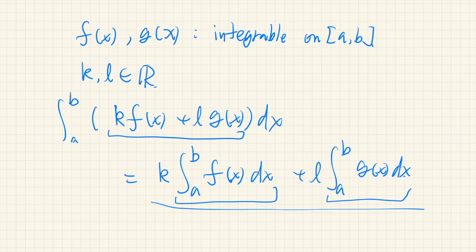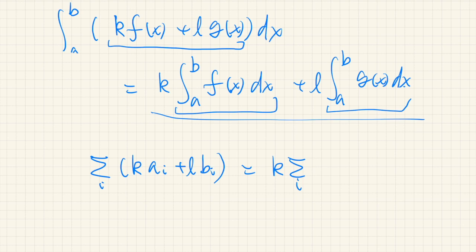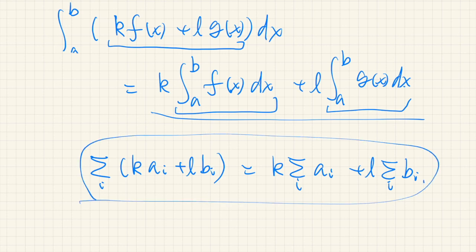And as we said before, since integrals are just a limit of summations, this property is actually inherited from the linearity of sums. The sum of a linear combination of two sequences is the linear combination of the sums. So this property is inherited by integrals.